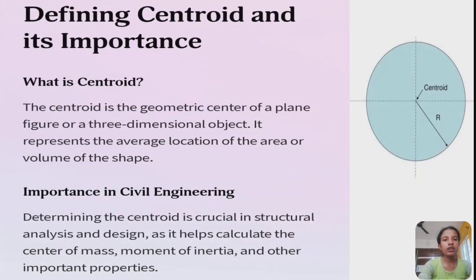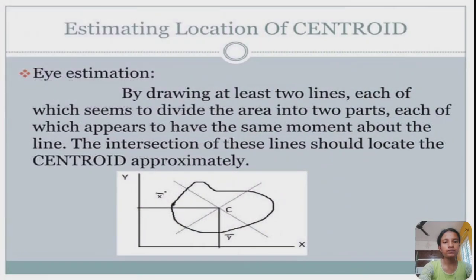Defining centroid and its importance. What is centroid? The centroid is the geometric center of a plane figure or a three-dimensional object. It represents the average location of area or volume of a shape. Importance of centroid in civil engineering: determining the centroid is crucial in structural analysis and design as it helps calculate the center of mass, moment of inertia, and other important properties.